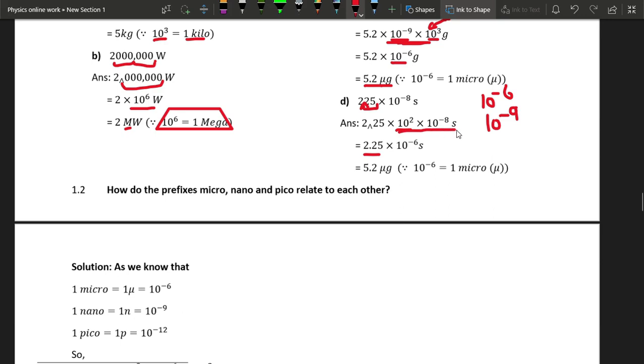When we solve these two, 10 raised to power 2 and 10 raised to power minus 8, it will be 10 raised to power minus 6, and we know that minus 6 is microgram. So this is how we can write this number into prefix form.